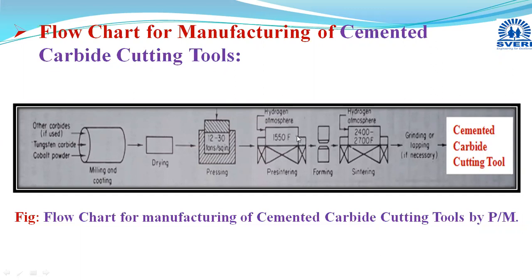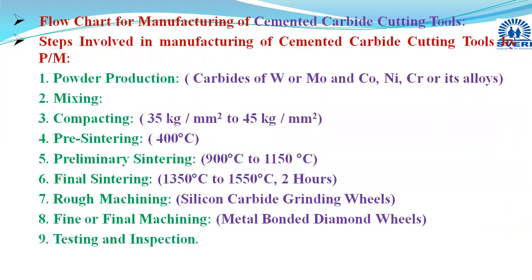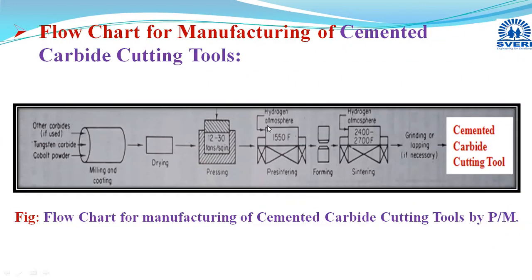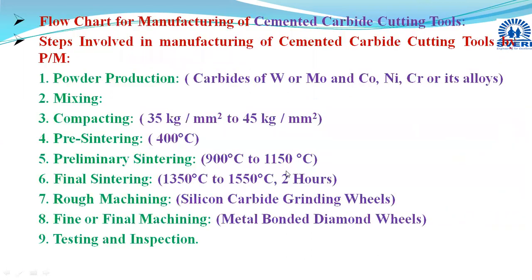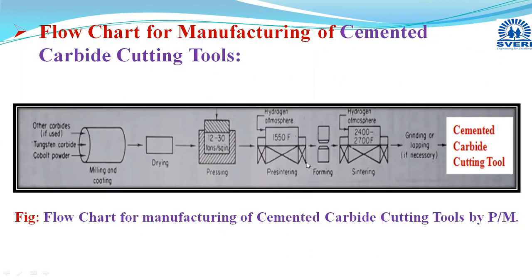Pre-sintering is done to remove the lubricants which you have added in the mixing stage for helping the pressing operation. That oil is eliminated by doing the sintering at 400 degrees Celsius, and then the preliminary sintering is done in the temperature zone 900 to 1150 degrees Celsius. And if required, here the sizing is done before the final sintering operation.